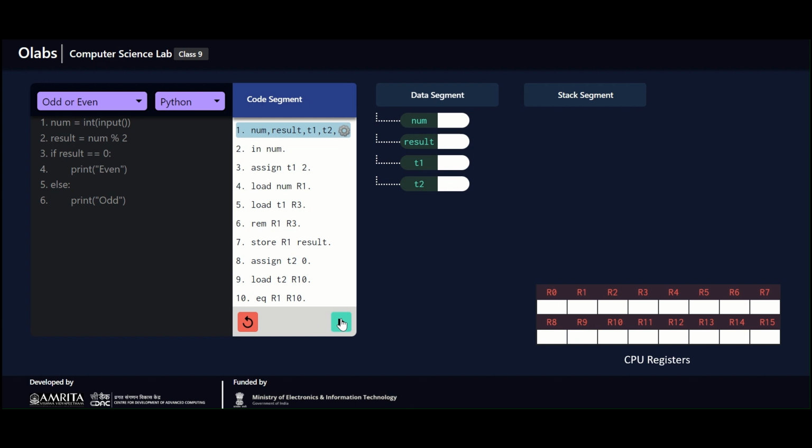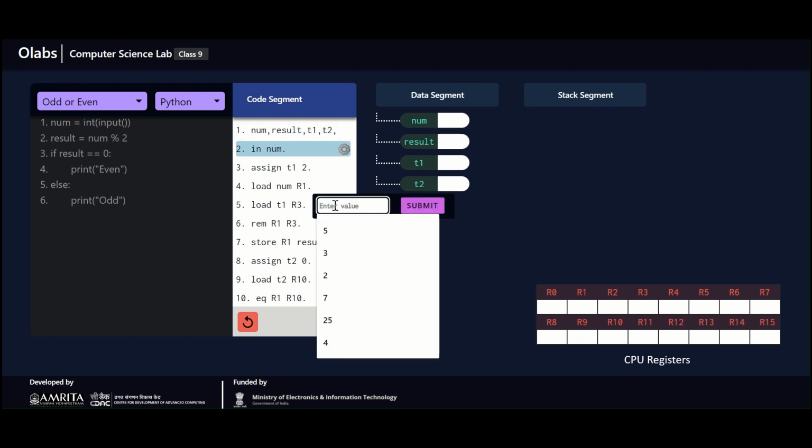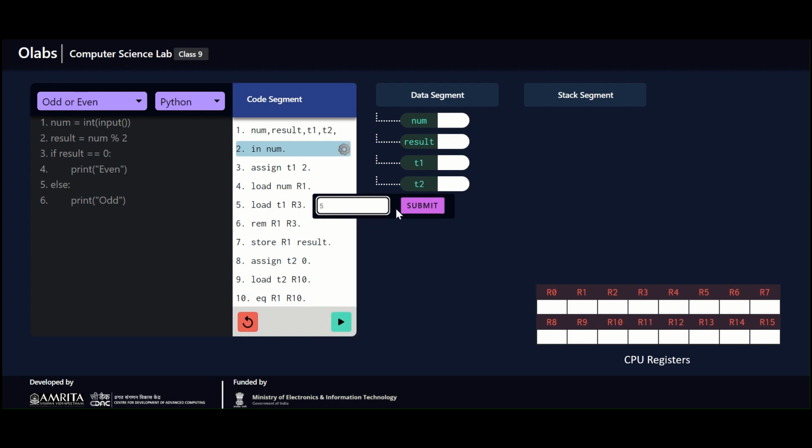And then we'll start. So we'll take the input. Let's say we are typing the input 5. 5 is an odd number, and we are supposed to get the result odd. Okay, so let's submit that. So the num is 5, and then now the T1 gets loaded with 2. Now you can see that num is getting loaded to R1, and this T1 is getting loaded to R3.